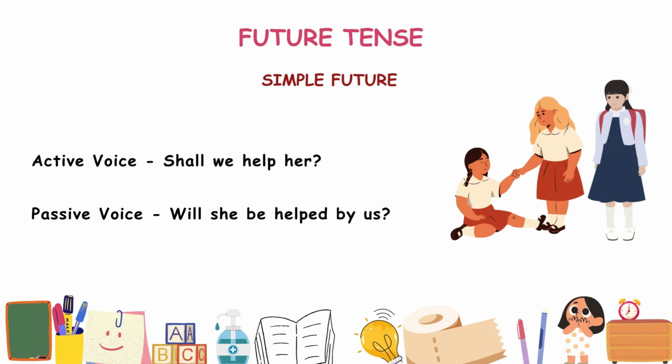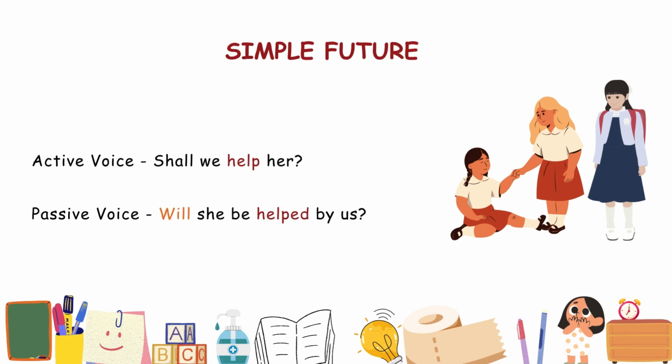Now, let's see how the sentence changes for the future tense. Shall we help her? Is an active voice. Will she be helped by us? Is a passive voice. Here, will is added as an auxiliary verb and help is replaced by help.